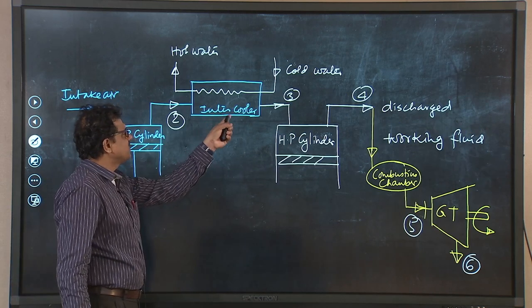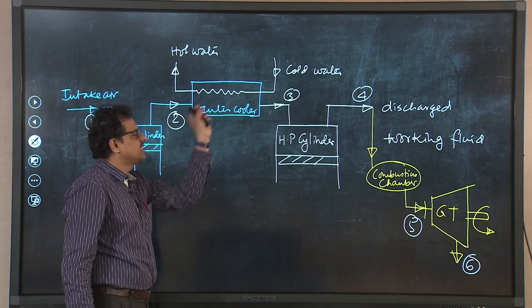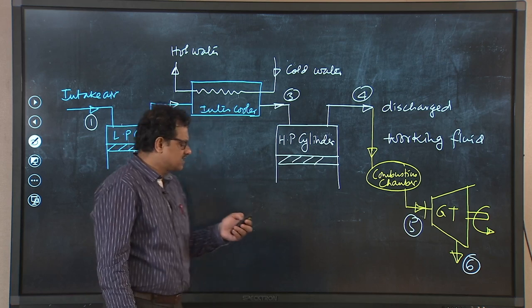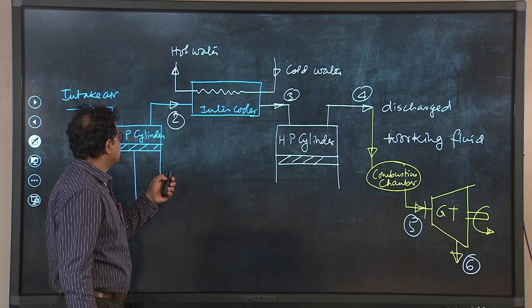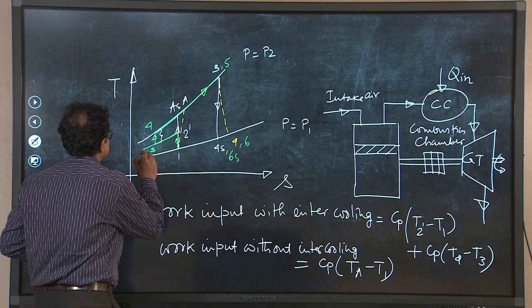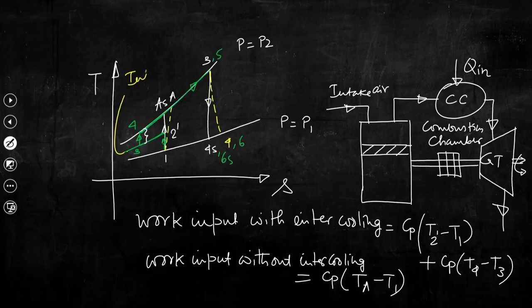Very important is what should be the intermediate pressure at which this intercooling will be performed. So this is the intermediate pressure, this pressure line. This intermediate pressure should be such that the pressure ratio, that is P2 prime by P1, should be equal to P4 by P3.